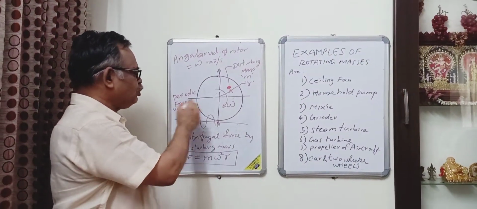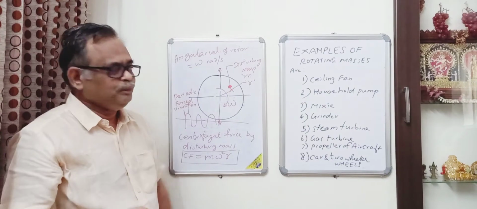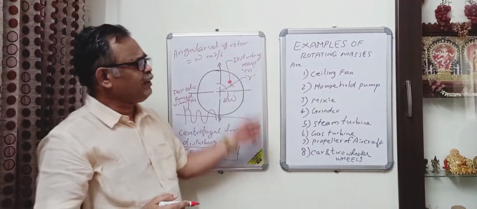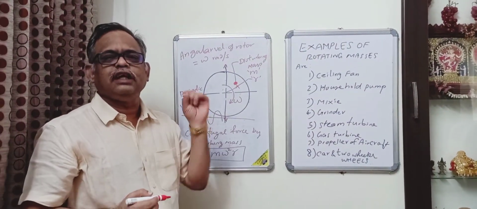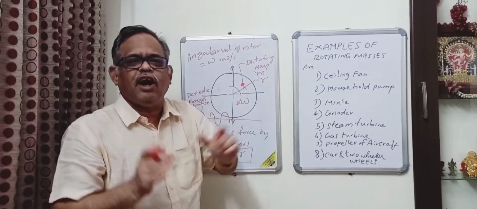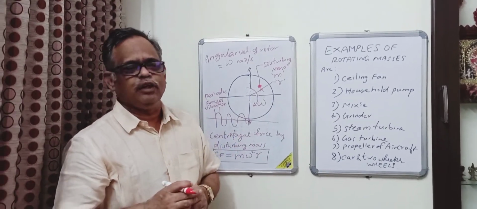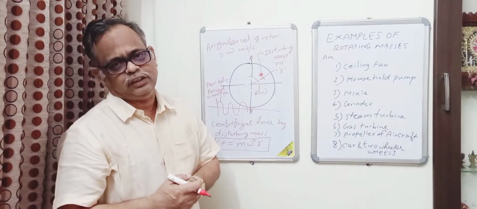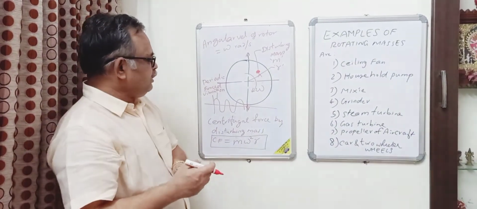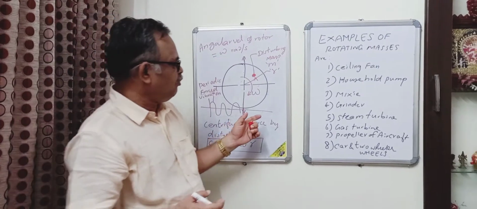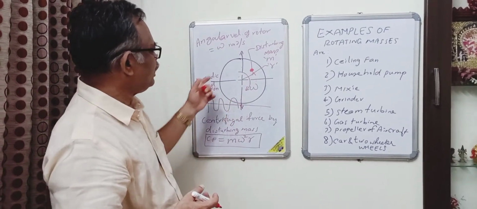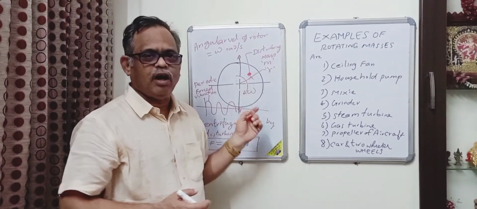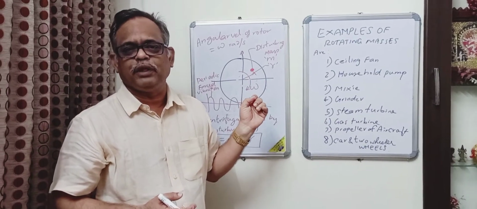And it will create a forced vibration like this, right? So this is the effect of disturbing mass. This disturbing mass will create unnecessary noise and vibration, right? Because of this, the life of the system, everything will be affected, right? And this is the fundamentals of fundamentals behind the disturbing mass and the effect of disturbing mass.